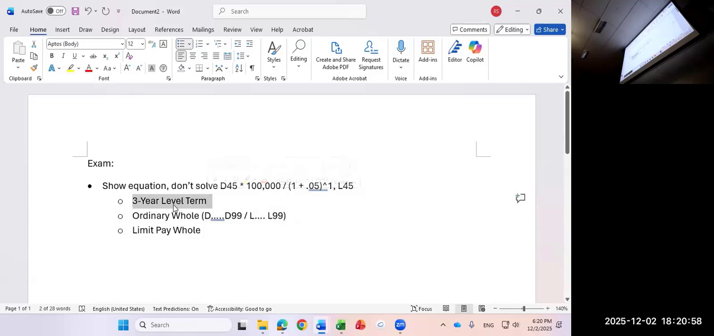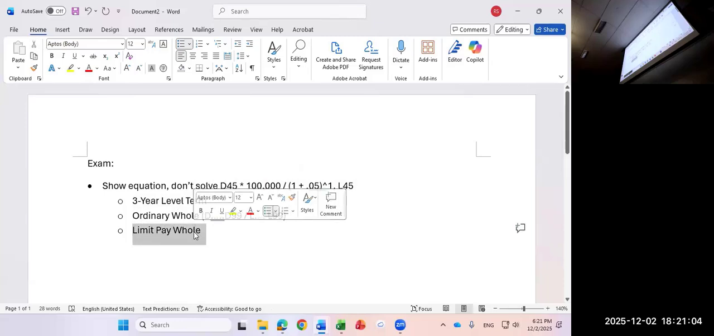3-year level term, you have the same number of D's and L's, same numbers, same ages. Limit pay is the one exception where, say it's limit pay for the first 2 years, then you're just going to have L45, L46. You won't have the others.